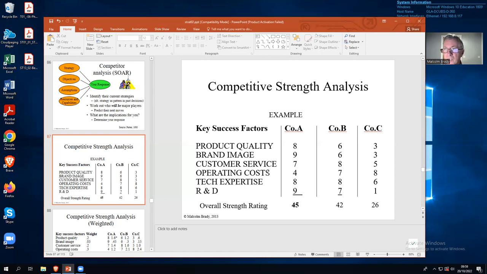And these are just fictional companies, just numbers I made up. So there's nothing special about these, but it indicates the technique. So we've scored each company A, B, and C against each of these factors. And for company A, it comes out at 8 under product quality. Company B comes out at 6 under the heading of product quality. Company C is obviously a laggard here and only comes out with 3 under product quality.